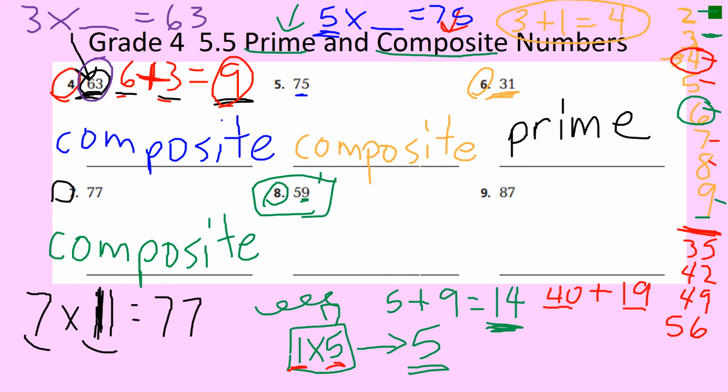How about 8? 8 times 5 is 40. So I'm going to do it over here. I'm going to start at 40, count by 8s, because I want to see if it's divisible by 8. Because if it's divisible by 8, 8 would be a factor, and it would be composite. 40, 48, 56, nope, because 56, that's only 3 away. All right, so guess what, friends? 59 is another prime number.